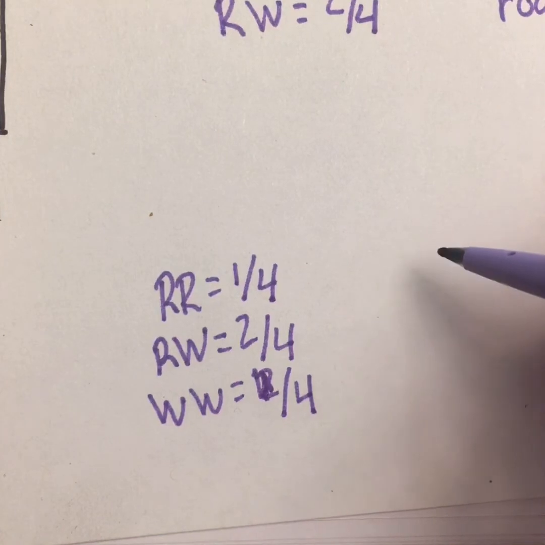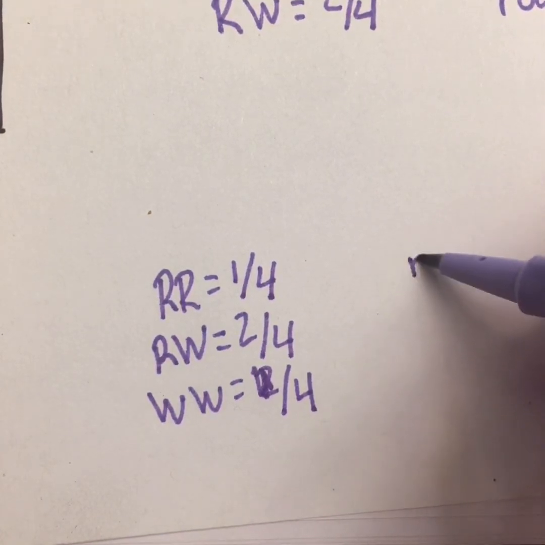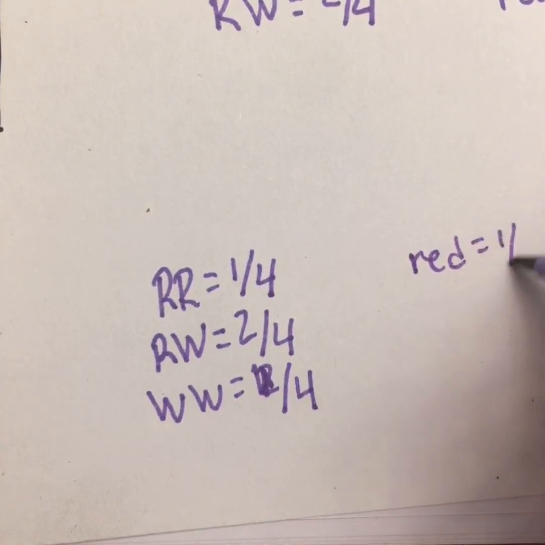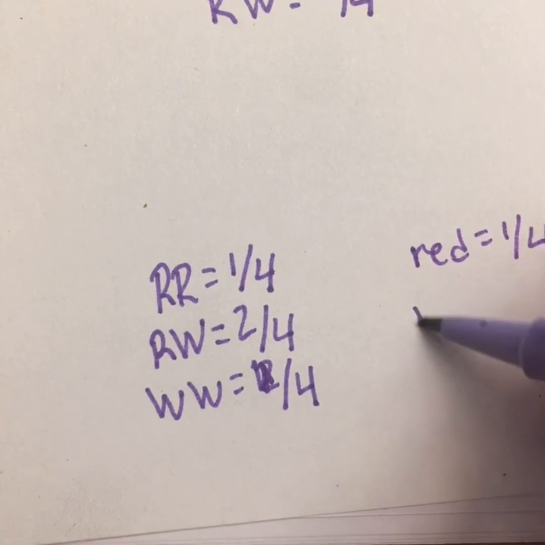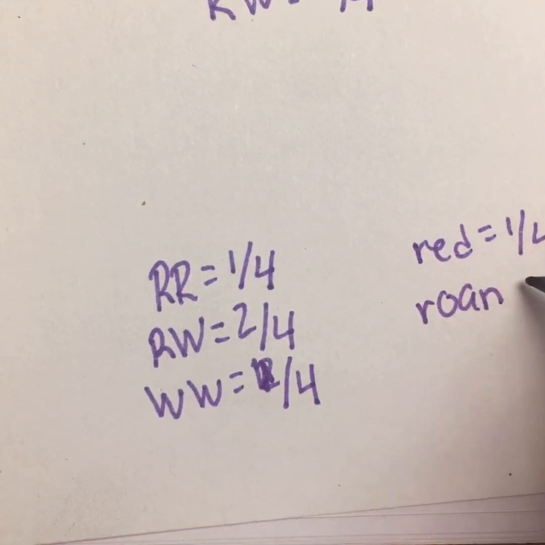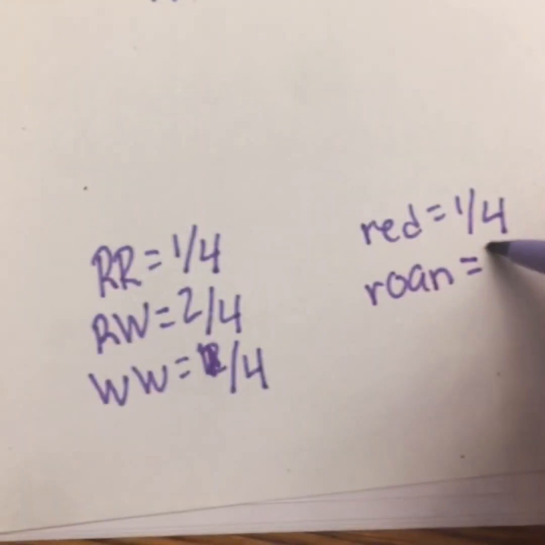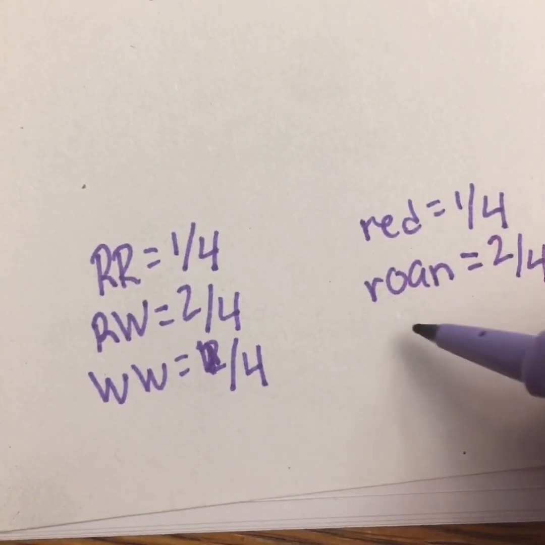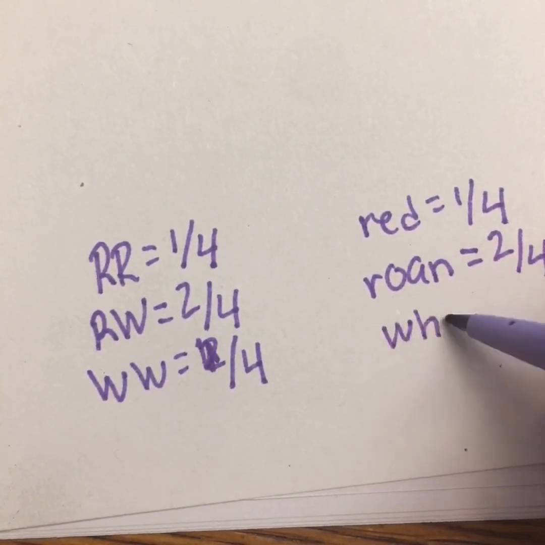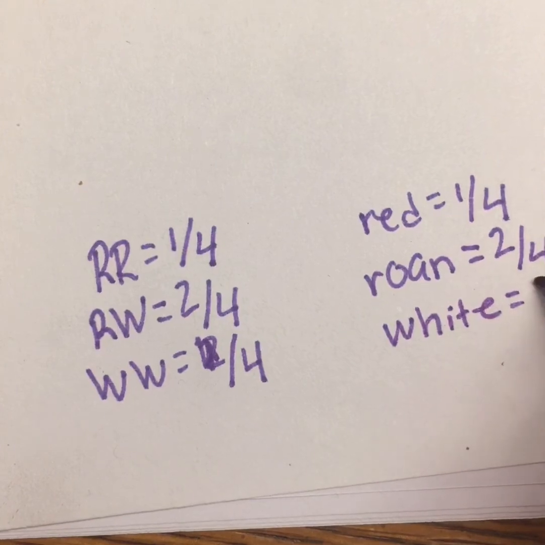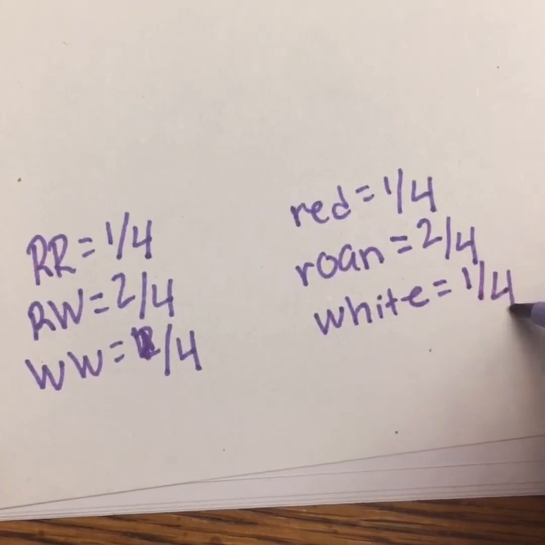So big R would give us red or brown, 1 out of 4. RW will give us the roan. Remember, that's the splotched red and brown, 2 out of 4. And the WW will give us white. That will be 1 out of 4.